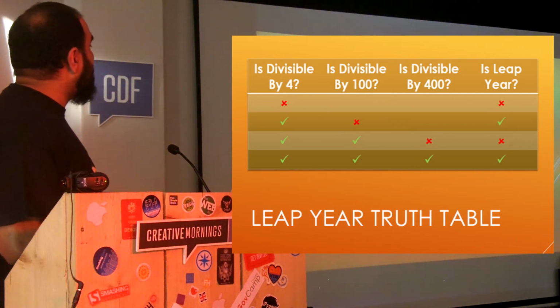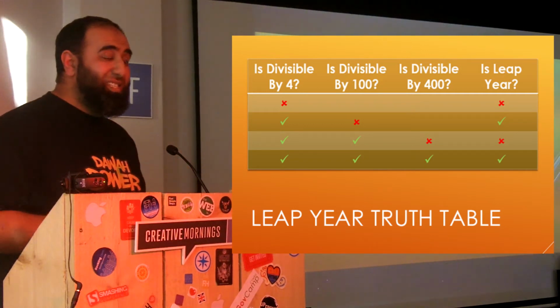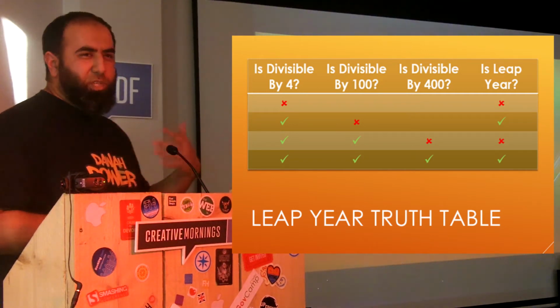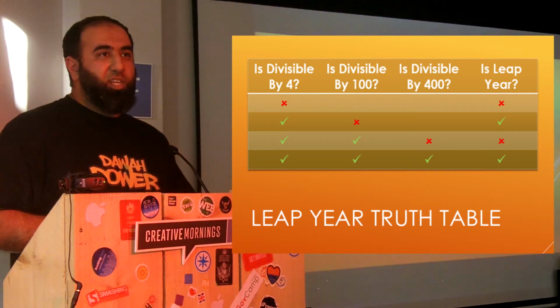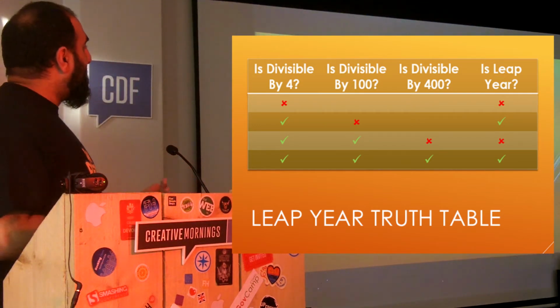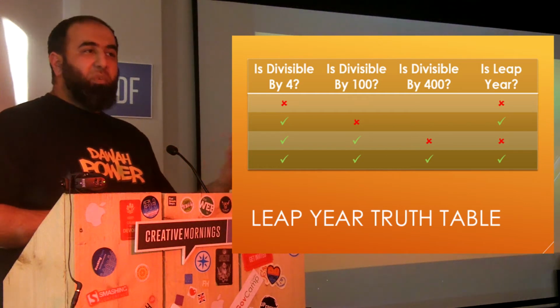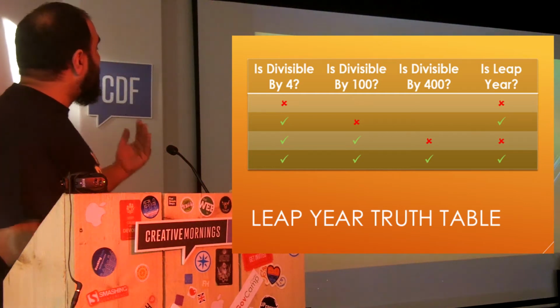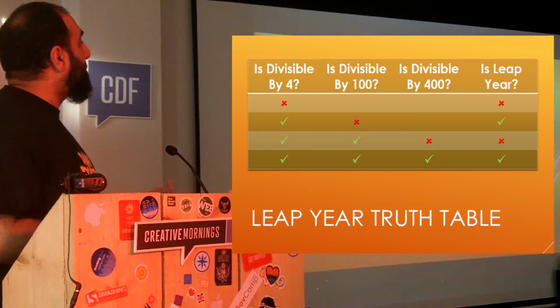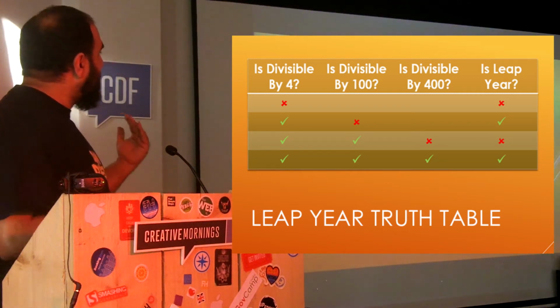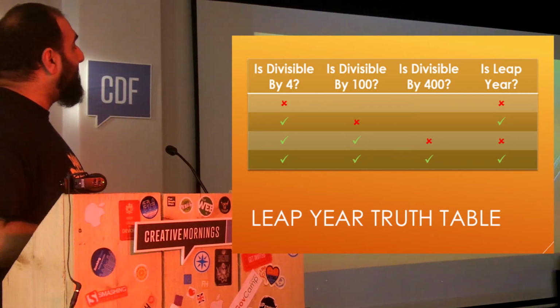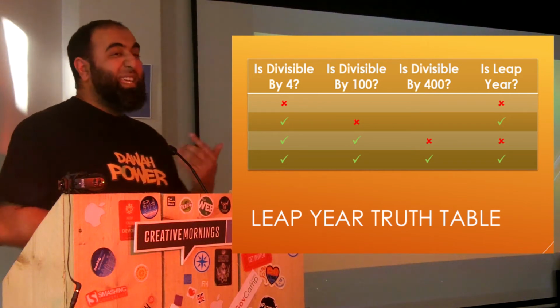You can see here in the second row, is it divisible by 4? Yes. Then the next condition, again, you're just making up these conditions, putting out all of the valid permutations. So is it divisible by 100? No. Okay, that's fine. Automatically it's a leap year. If it's divisible by 4 and divisible by 100, but not by 400, it's not. And in the last one, divisible by 4, divisible by 100, and divisible by 400, yes, it's a leap year.